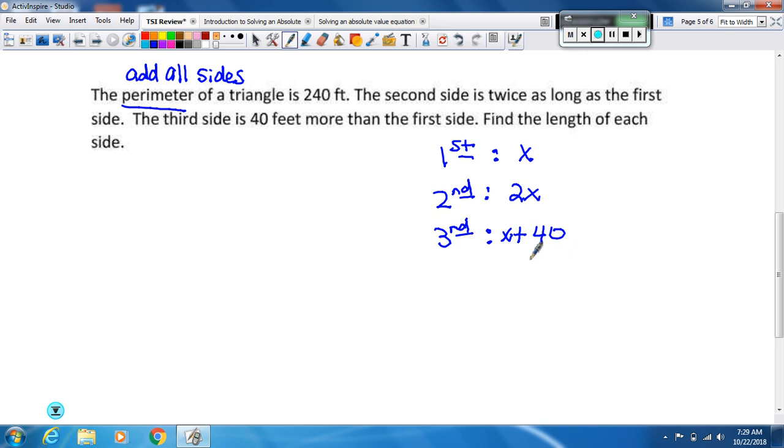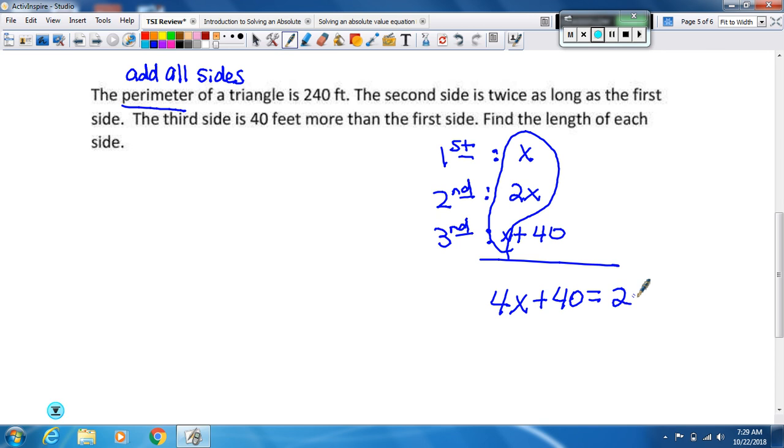Okay, so if you look at these, let's just put the x's together. So I've got 1 here, 2 here, and 1 here. That's a total of 4 of them. So 4x plus 40. And we know that the total is 240 because that's what they told us. So if you take your finger and cover up the 4x, you have to get rid of a positive 40. So the opposite of positive 40 is negative 40.